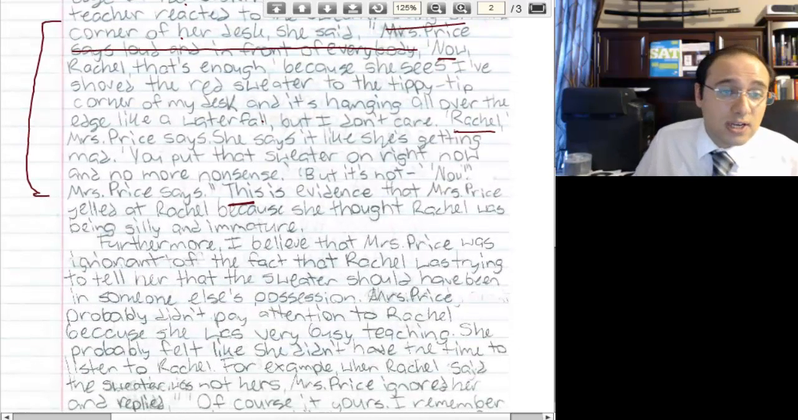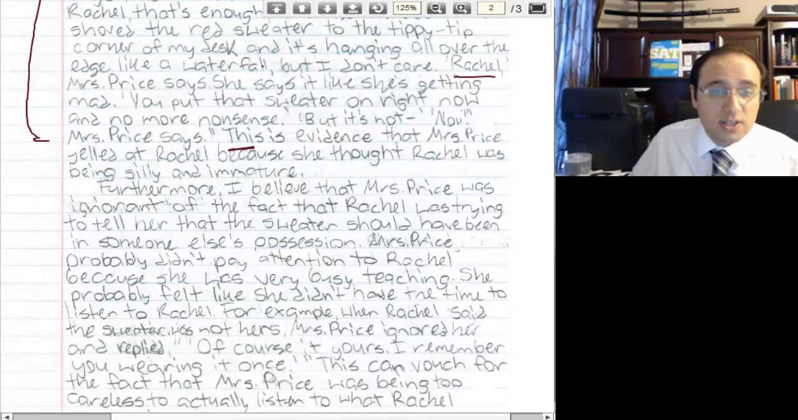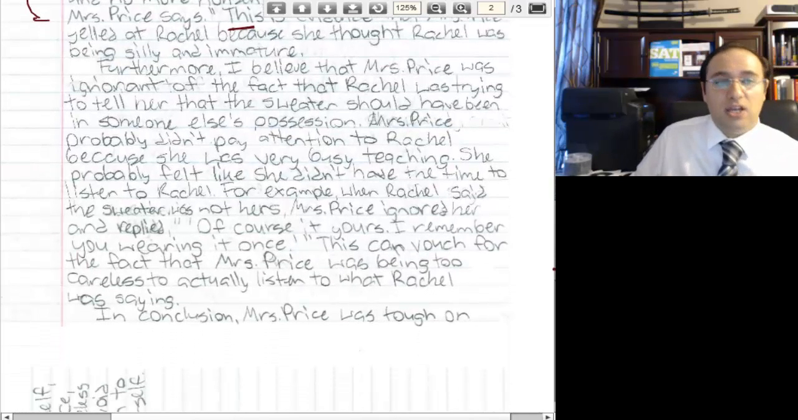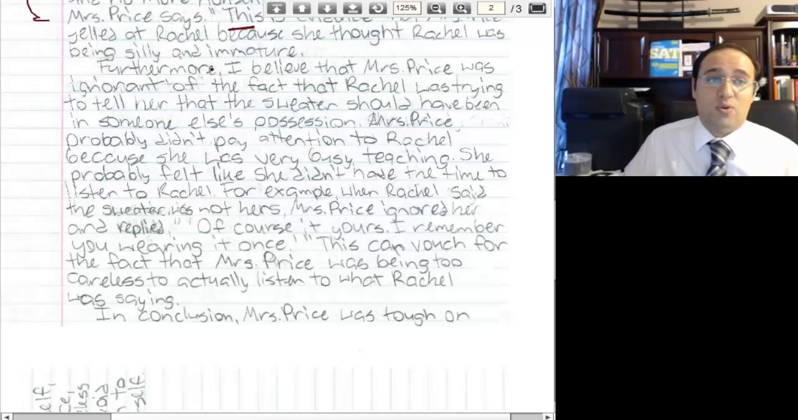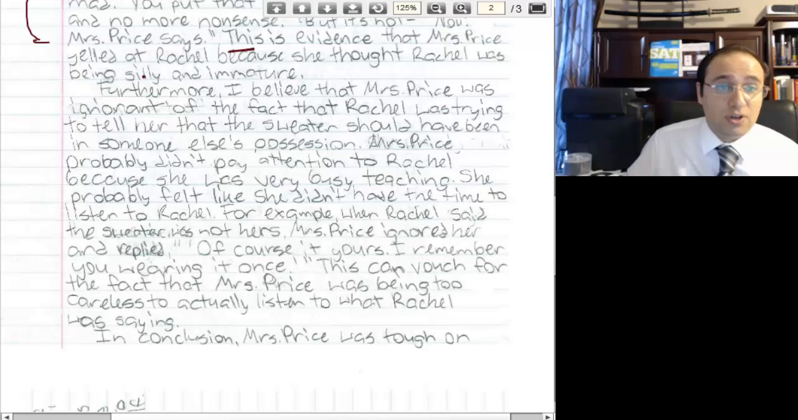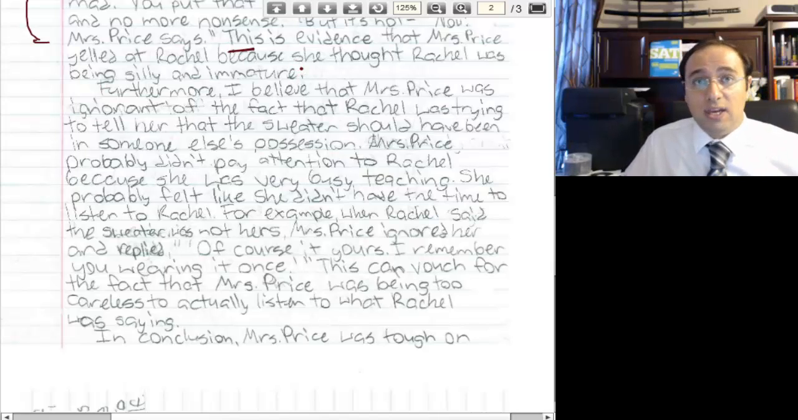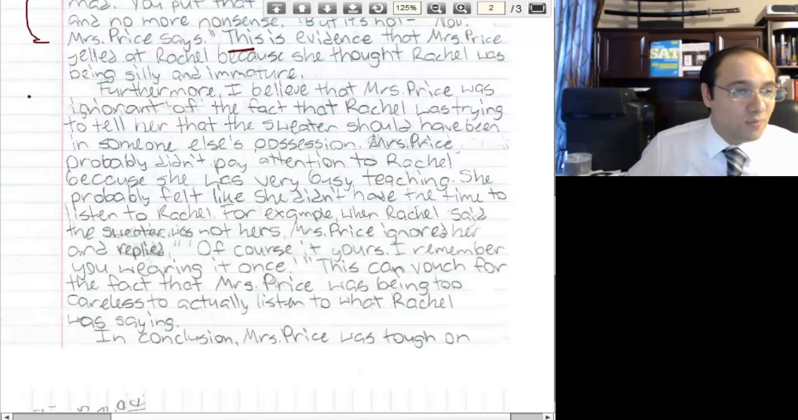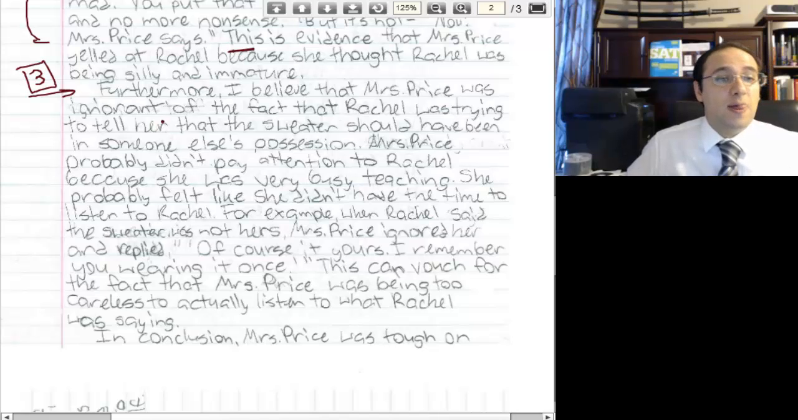So your second reason is very clear. Mrs. Price thought Rachel was being silly and immature. So at the beginning of this paragraph, when you said several reasons, again, that wasn't a good idea because you have one clear, nice reason that you should have emphasized at the beginning of the paragraph and then restated at the end of the paragraph like you did right now. Okay, one more.